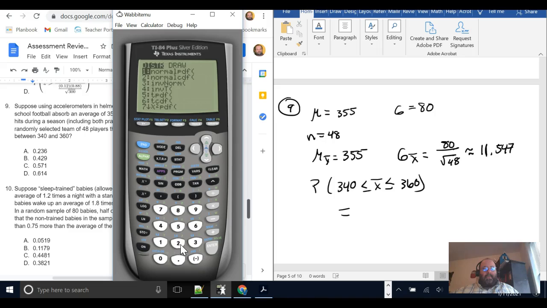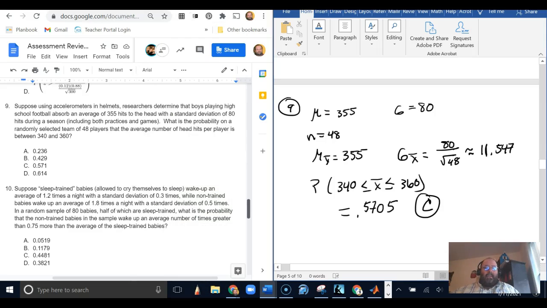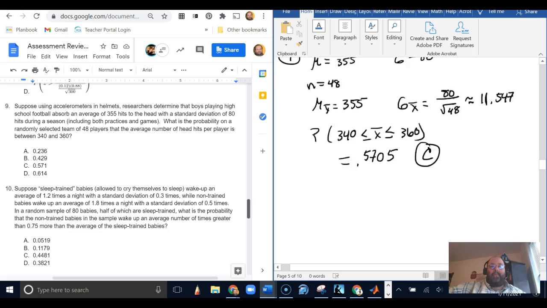So let's grab that. That's normal CDF. The lower bound is 340. The upper bound is 360. The mean in this situation is 355 with a standard deviation of 11.547. So let's grab an answer. And that comes up as 0.5705, which looks like C. Okay, so not so bad on number 9 there.